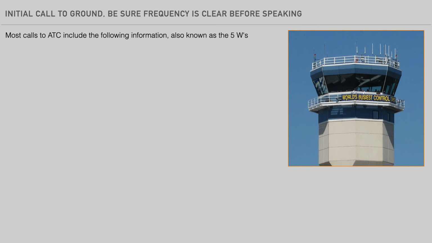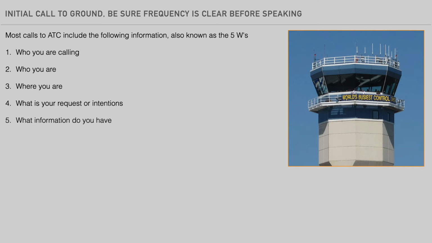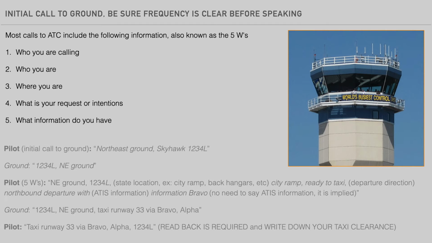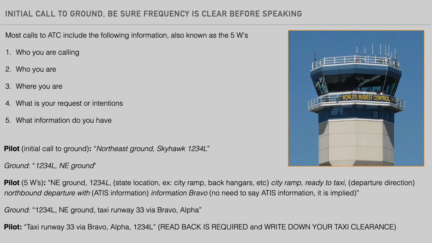Most calls to ATC will include the following information presented in a format known as the 5 Ws: who you are calling, who you are, where you are located, what is your request or intentions, and what information you have. For example, pilot would call, "Northeast Ground, Skyhawk 1234 Lima." Ground would respond, "1234 Lima, Northeast Ground." We then begin the 5 Ws.